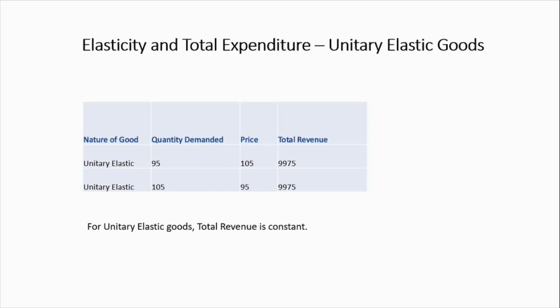9,975. Now take the other way around. Suppose my price decreases by 5% and my quantity demanded increases exactly by 5%. So if my price is 95, the quantity demanded has increased from 100 to 105. So even in this case, my total revenue is 9,975. So this goes to show that for unitary elastic goods, the total revenue is constant.